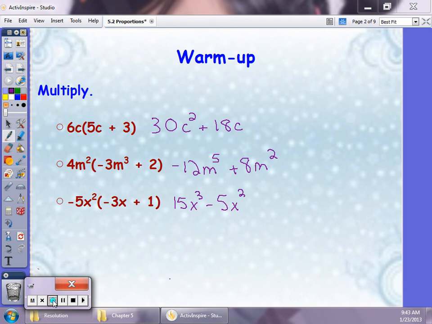Here are the answers to the warm-up. If you have any questions, go ahead and write down the answers and come to the next class and ask those questions. So let's go ahead and continue on with today's lesson.